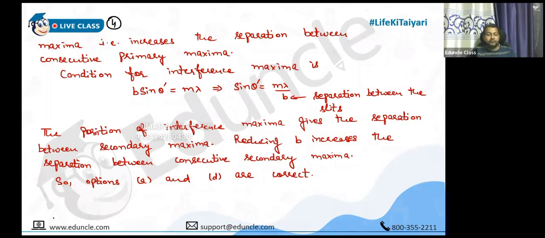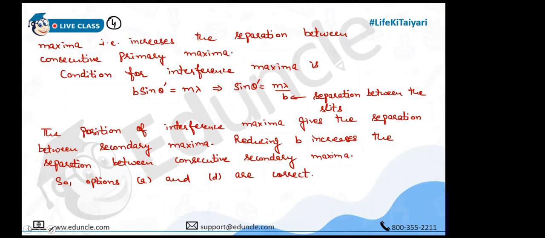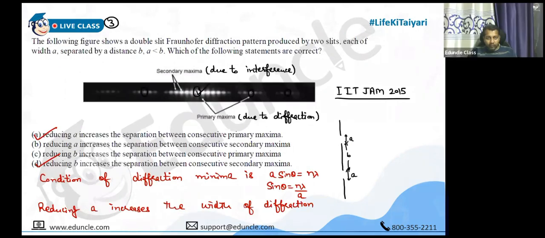Done? Can you please repeat, sir? These central positions correspond to diffraction maxima, and these positions correspond to interference maxima. So I have found the condition for diffraction minima. Between two diffraction minima, there is a central maxima. So if theta increases, the width of the maxima increases. And if the width of the maxima increases, that is, the separation between primary maxima increases. So that occurs by reducing a. So that is the first option.